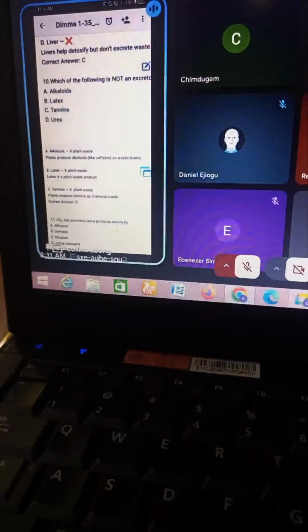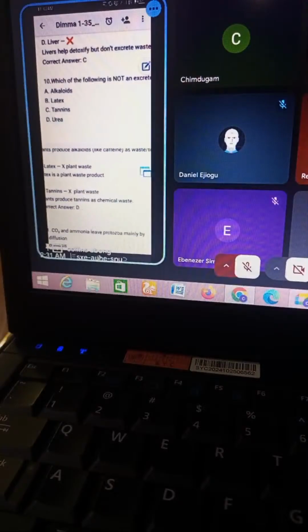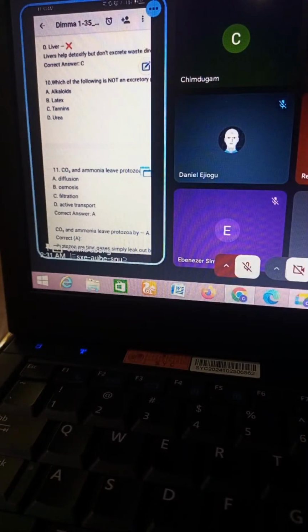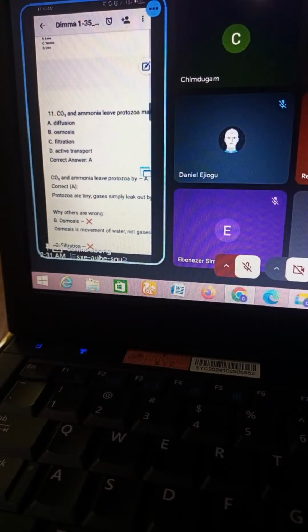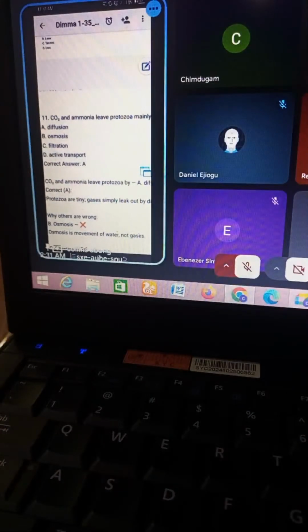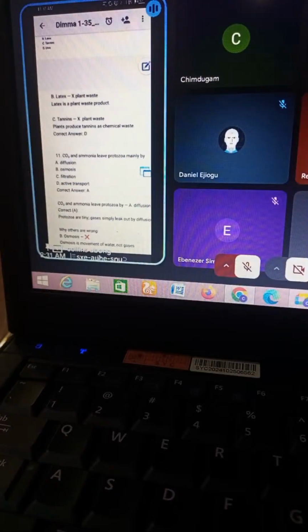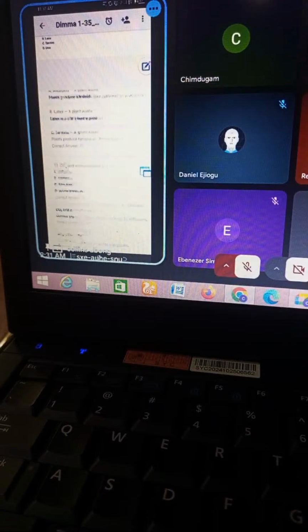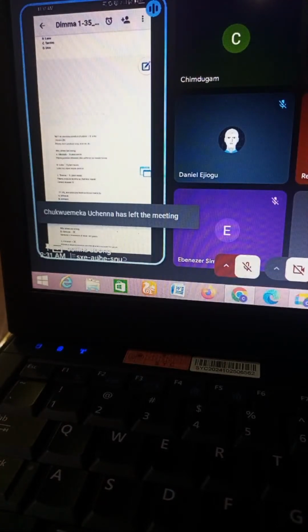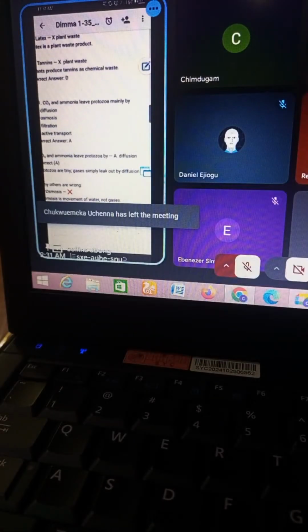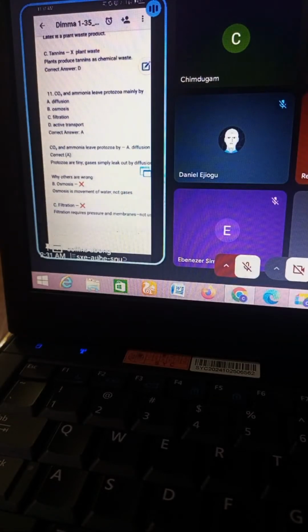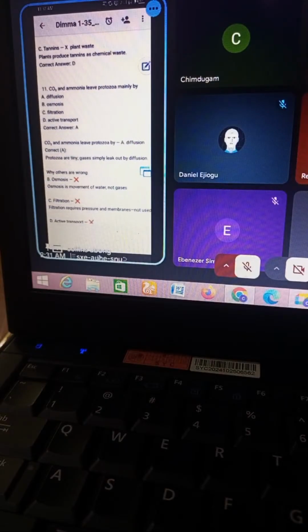Alright, let's look at them one by one. So, CO2, carbon dioxide, and ammonia leave protozoa mainly by, and the answer is A, diffusion. Protozoa are tiny. Gases simply leak out by diffusion. Can you mention an example of protozoa?